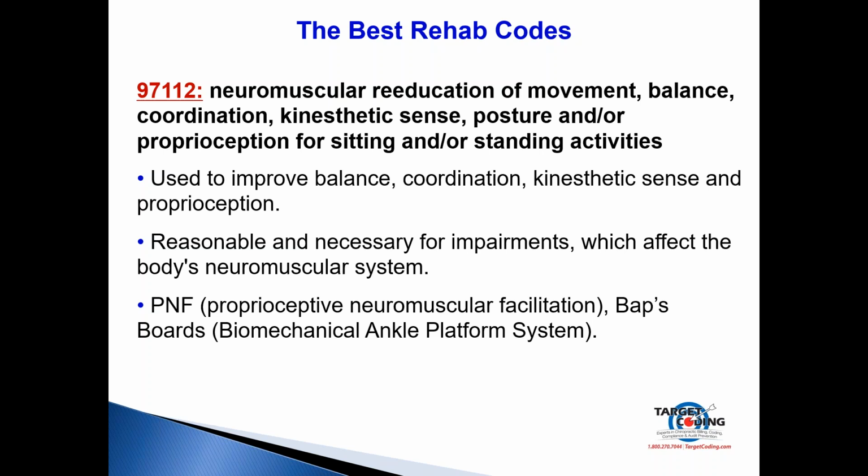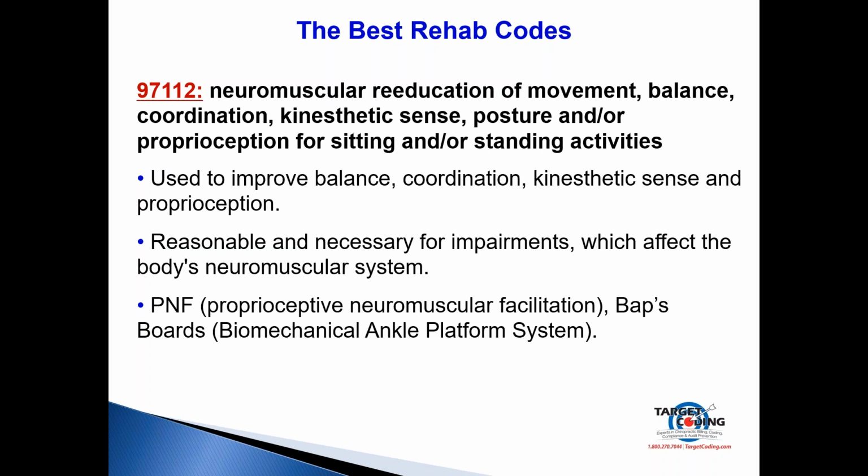So this is used to improve balance, coordination, kinesthetic sense, proprioception. So if you're using it to improve balance and kinesthetic sense and proprioception, what should the patient have a lack of? Yes, you got it. Balance, proprioception, document that, create that. I call it a breadcrumb trail.